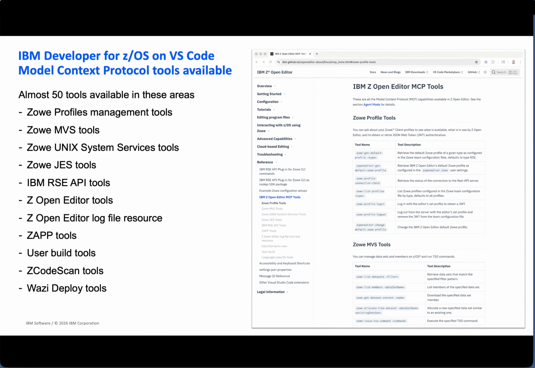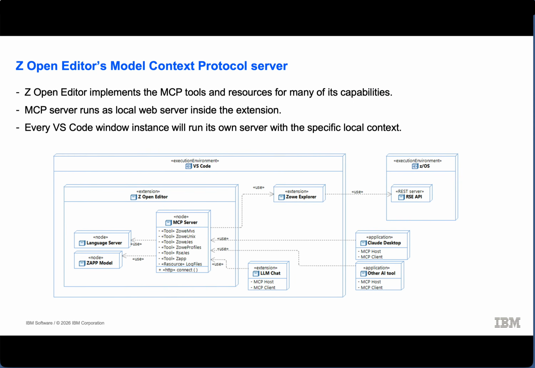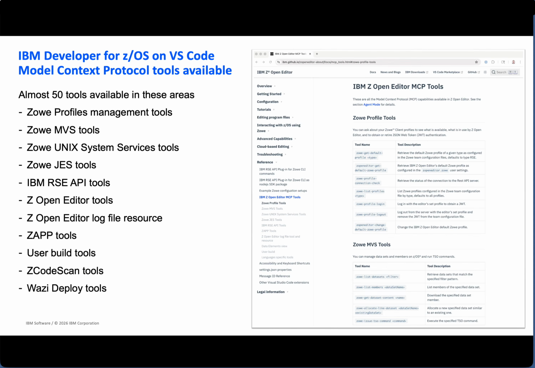With the February release of IBM Developer for z/OS, we now provide 48 Model Context Protocol tools directly with the editor. Because we are utilizing Zowe Explorer APIs, you do not need to install anything else on z/OS to give your AI access to your datasets, Unix files, or jobs. In this release, we also added the ability to query WAS deploy on your z/OS system for the status of your deployments using the same Zowe-based interaction protocols.